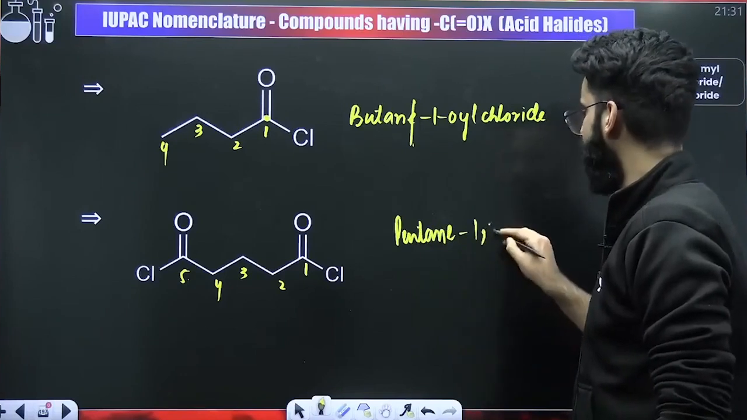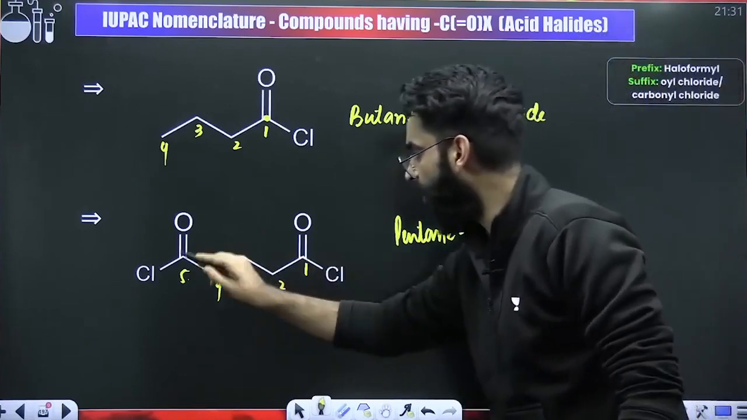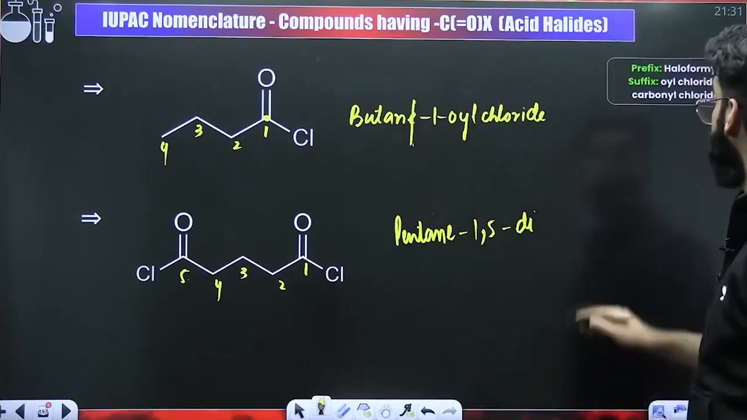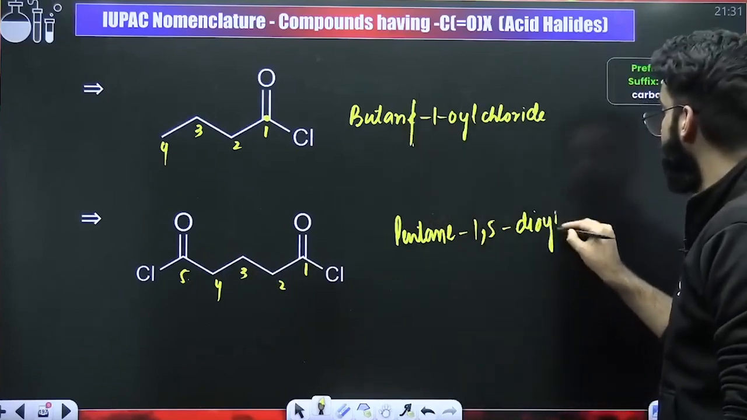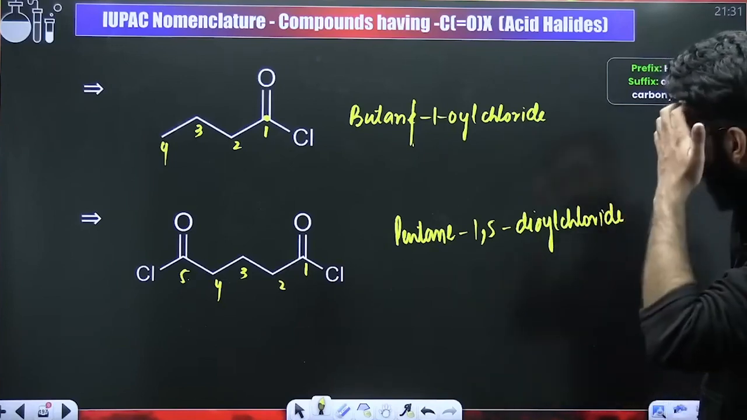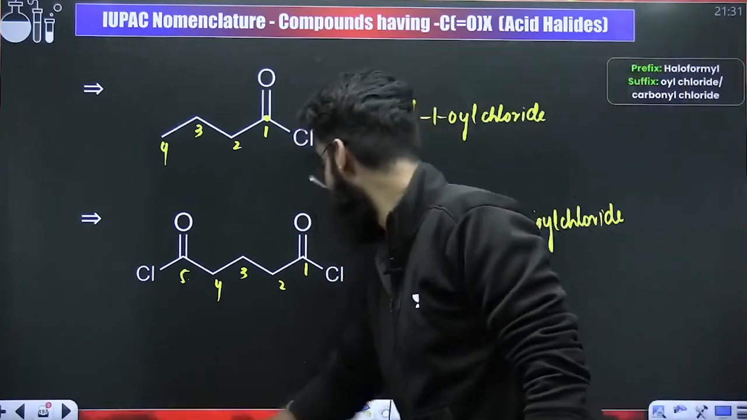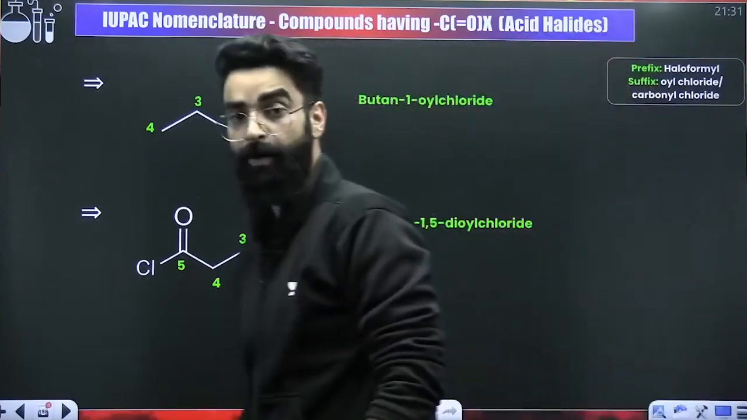Now at 1 and 5, it's going to be di. Carbon of both the functional groups are part of the main chain. So dioyl chloride. Dioyl chloride, right? Perfect. I believe this is again clear. Dioyl chloride.